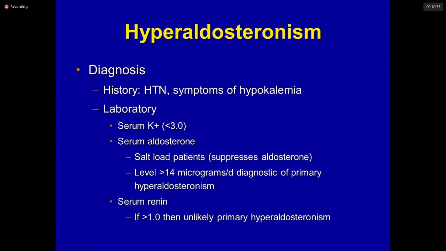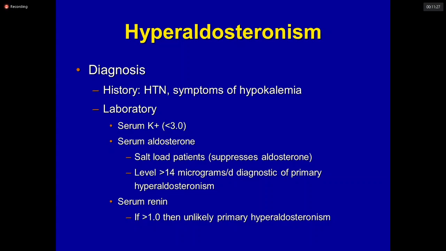So again, by history, we find out that people have hypertension and symptoms of hypokalemia. And in lab, we confirm the presence of hypokalemia, and then we check the serum aldosterone level. The level is usually more than 14 micrograms per deciliter. At the same time, serum renin should be less than 1. If it's more than 1, then it's unlikely to be primary hyperaldosteronism. Now, this would be the first step, which is called the screening step.